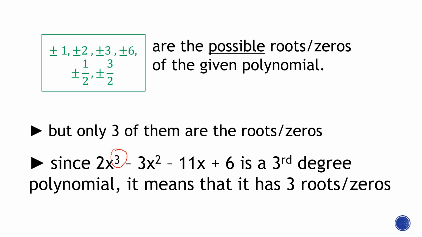So since we have this cubic function and it's a third degree polynomial, it means that it has 3 roots or zeros. Maybe those three roots are imaginary, maybe they are rational. But what we know is that there are three roots. So that's it for the rational root theorem. I hope you understand that.